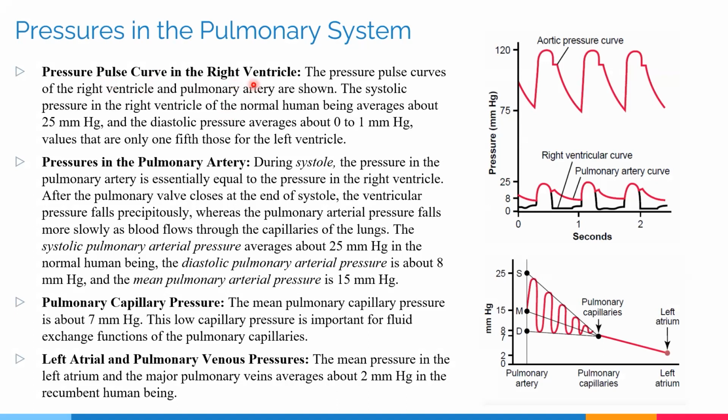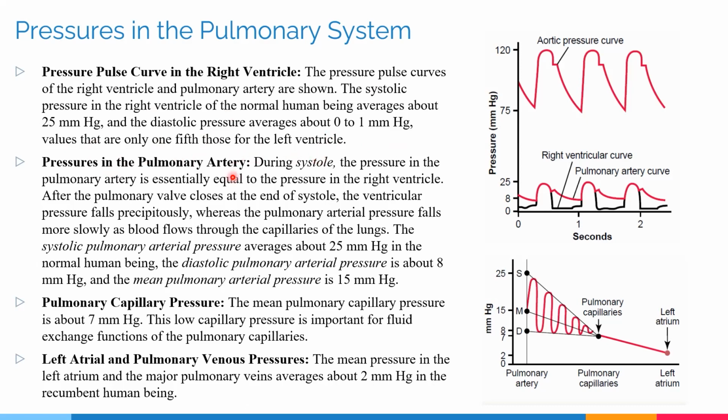In this particular slide, we are only looking at blood pressures that are present in the various pulmonary vessels that are present in the lung. The pressure pulse curves of the right ventricle and the pulmonary artery are shown right here. The systolic pressure in the right ventricle of the normal human being averages about 25 millimeters of mercury, and the diastolic pressure averages about 0 to 1 millimeter of mercury, which are values that are only 1/5 of those for the left ventricle.